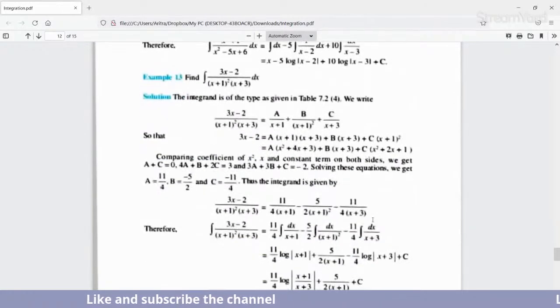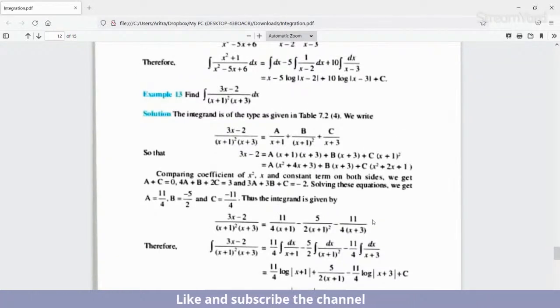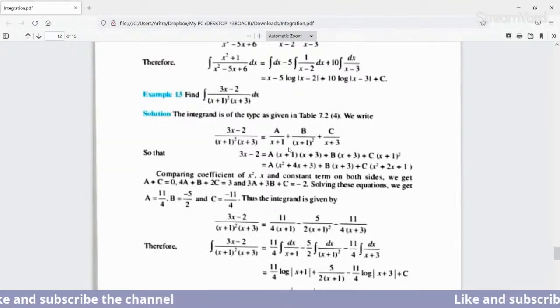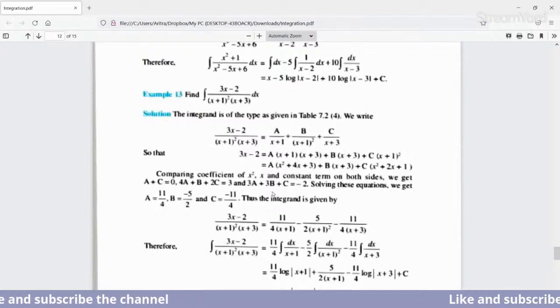Then this one, here you are getting in this sum the three unknown values a, b and c. Simply use it in the form a by (x plus 1) plus b by (x plus 1) whole square plus c by (x plus 3) and crisscross them and do compare. While comparing, you will get three equations. A plus c is equal to 0, 4a plus b plus 2c is equal to 3, 3a plus 3b plus c is equal to minus 2.